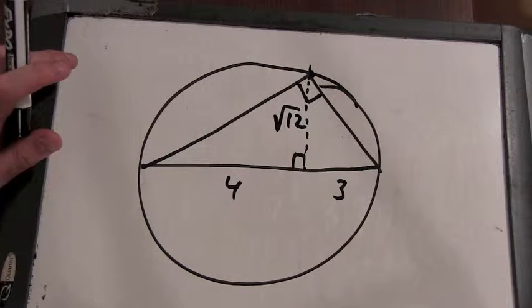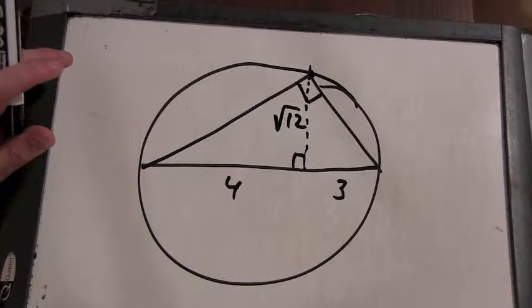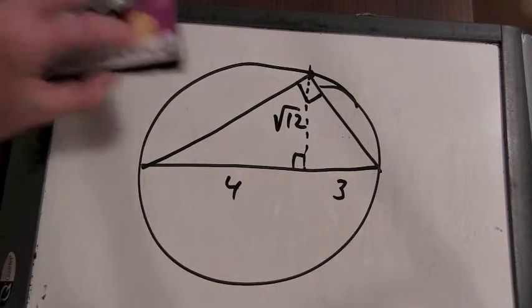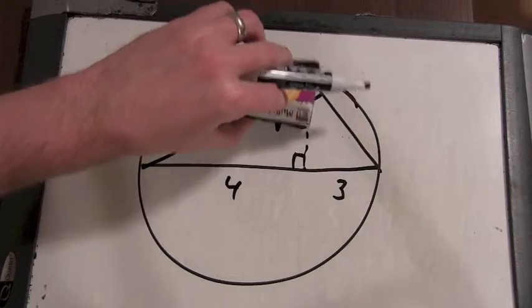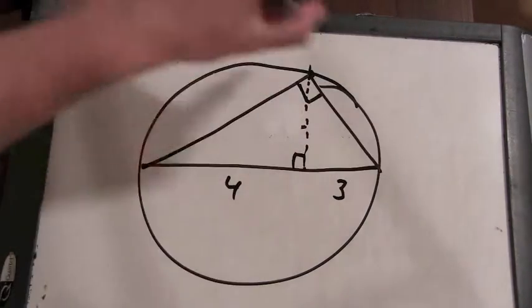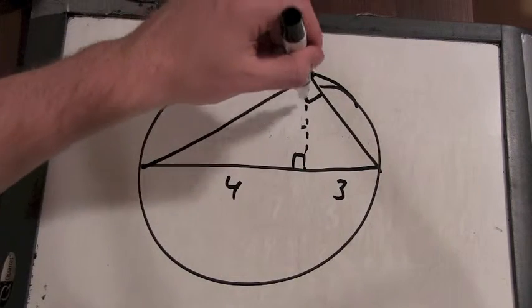Where is a 12 in this problem? Well, 4 times 3 is 12. And so it's going to turn out that this is true in general. Okay? So if I have a right triangle and I draw a circle around it, and I drop that perpendicular.